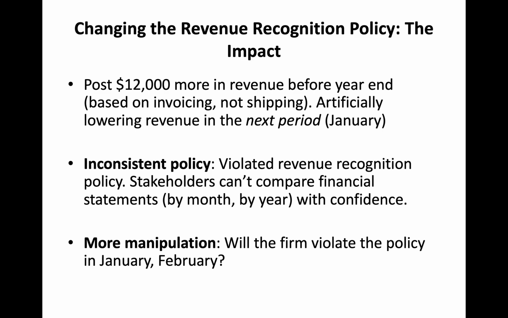Normally, these policies are stated in the footnotes of the financial statements. You violated that policy, and the problem is shareholders can't compare financial statements by month or by year with confidence. If you violate the policy, how do you know if it's, quote, really revenue or not if you're changing the rules on when you recognize revenue?